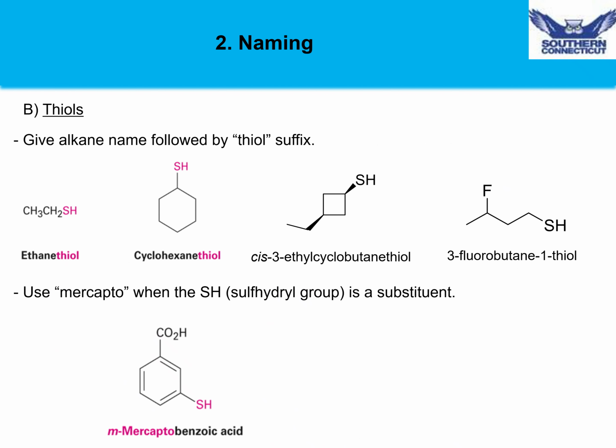To name thiols, we typically give the alkane name followed by the suffix thiol. As an example, we have here ethane thiol. Next, we have cyclohexane thiol. In this next example, we have a thiol group and an ethyl group that are cis to each other on a cyclobutane. So this compound is named as cis-3-ethyl cyclobutane thiol.